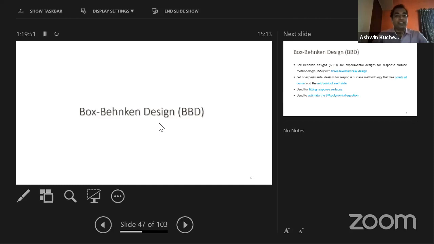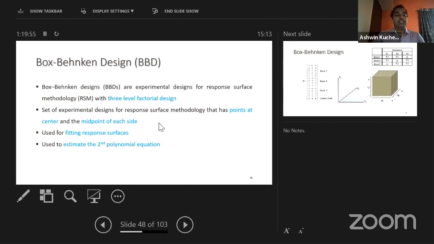Now, what are Box-Behnken designs? Box-Behnken designs are also response surface designs, a type of design for response surface methodology with 3-level factorial designs. The set of experimental designs for response surface methodology has points at the center and at the midpoint of each side.